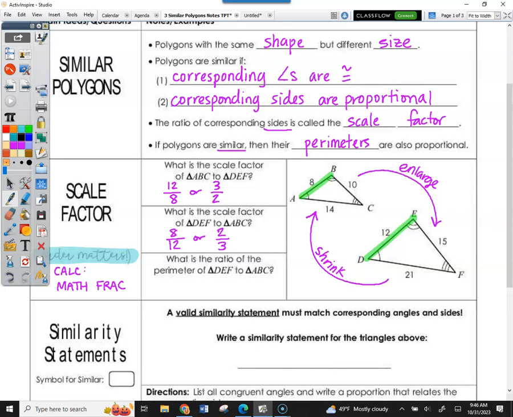Now the next question says, what is the ratio of the perimeter of the two triangles? What is perimeter? All the sides added up. I would like you to find the perimeter of each and write it on the inside of the triangles. And then I want you to find the ratio of the perimeters.